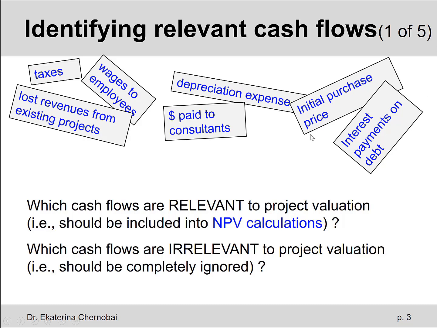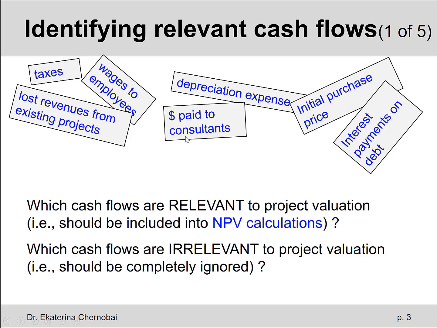Depreciation, initial purchase price, interest payments on debt, money paid to consultants. So let me just speed it up a little bit and say that among these 1, 2, 3, 4, 5, 6, 7 examples, there are 2 which are irrelevant. And these 2 are money paid to consultants and interest payments on debt. It might look strange why this would be unimportant.